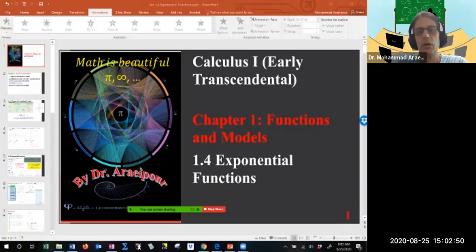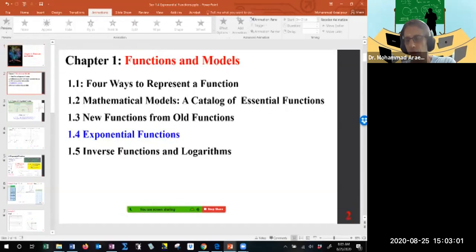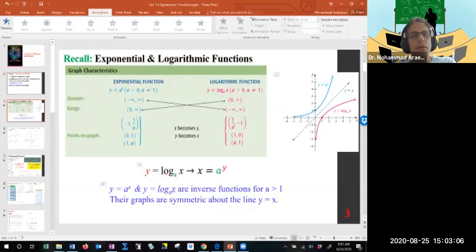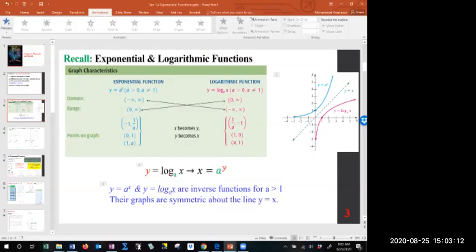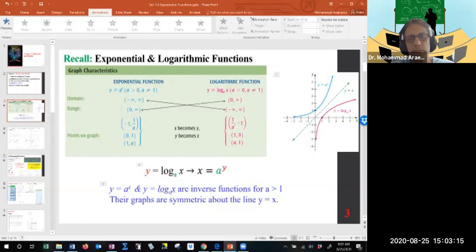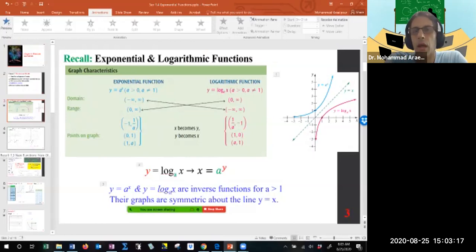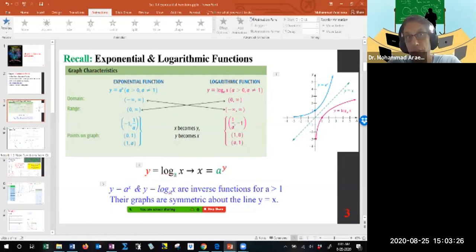Morning class, we are looking at 1.4 exponential functions. We covered a bunch of sections, reminding you of exponential and logarithmic functions that were discussed previously, and their properties. As long as we know the definition, y equals log x base a means x equals a to the power of y, pretty much we can handle just about everything. So it's extremely important to be comfortable with the definition.